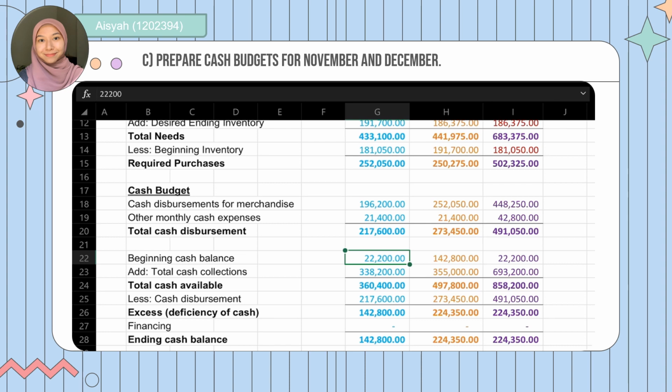And then we add total cash collections of 338,200 taken from the schedule of expected cash collection in question A. Add them both and we will get total cash available, which is 360,400. Next, we minus the total cash available with the amount of cash disbursement that we have calculated above to get the excess or deficiency of cash. For this case, it is an excess of 142,800. Then, we will get the total ending cash balance, which is also 142,800 because we don't have any financing.